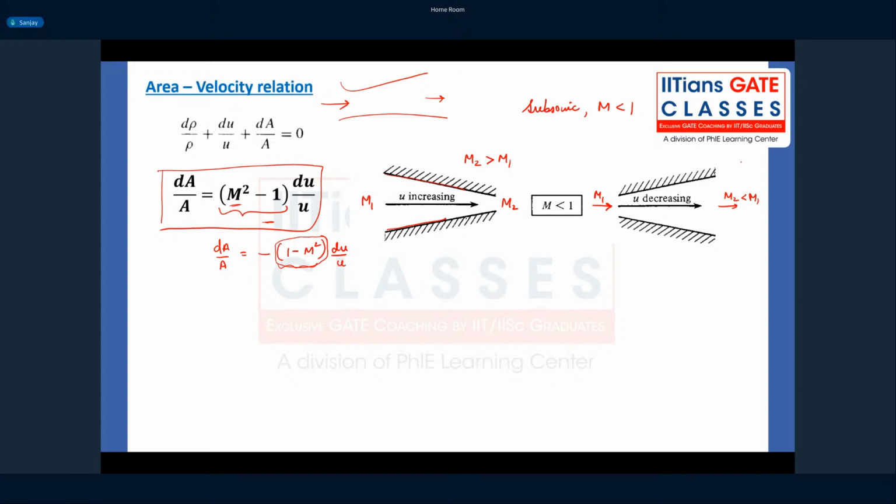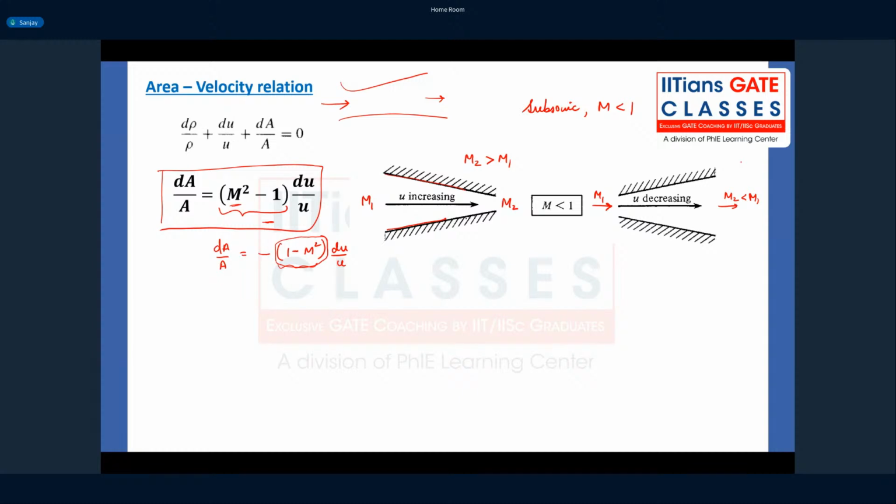So now, based on this, can you tell me whether the converging duct acts as a nozzle or the divergent duct acts as a nozzle? Which one is a nozzle out of them? A nozzle is something that accelerates the flow. So which one is a nozzle? It's a convergent duct, right?